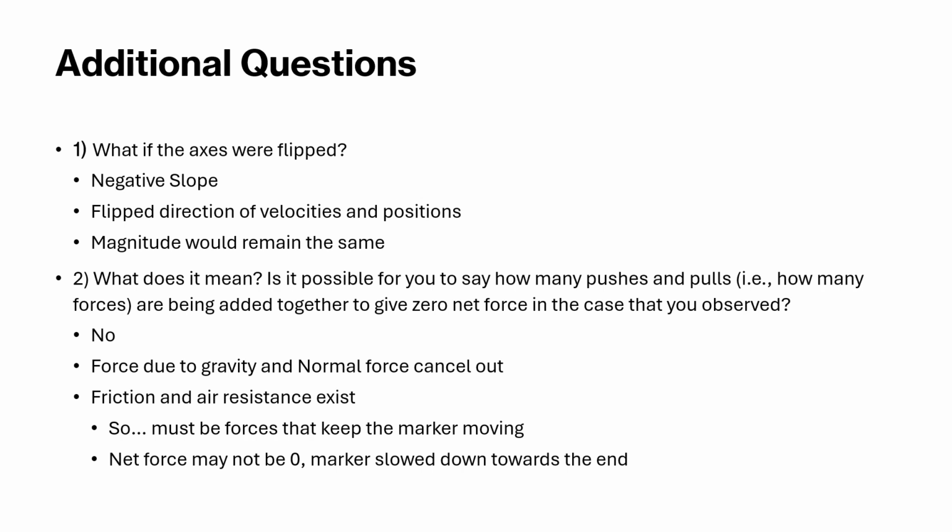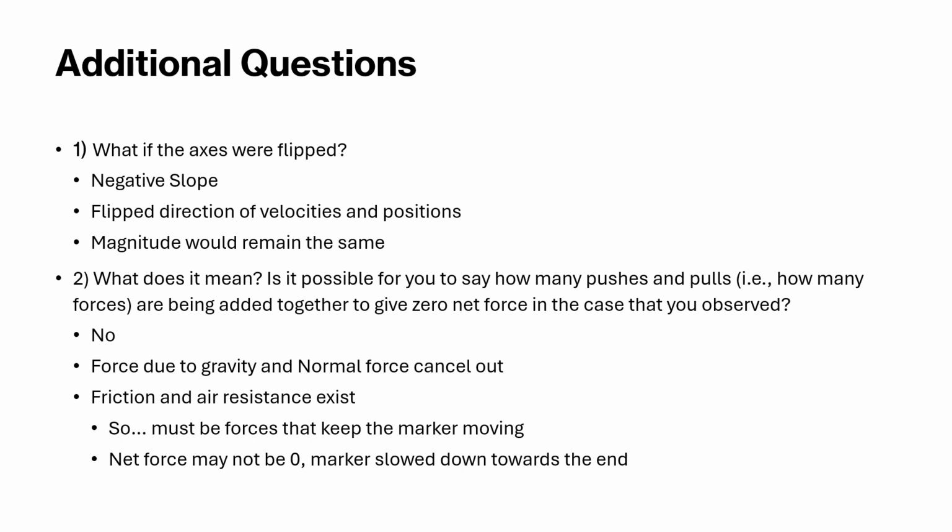What if the axes were flipped? This means that there would be a flip in the direction of the velocity and position, which would result in a negative slope instead of a positive one, as the data would be flipped along the x-axis into the negative region. However, the magnitude of neither the velocity nor the position vectors would change, as it would be squared and then square rooted.